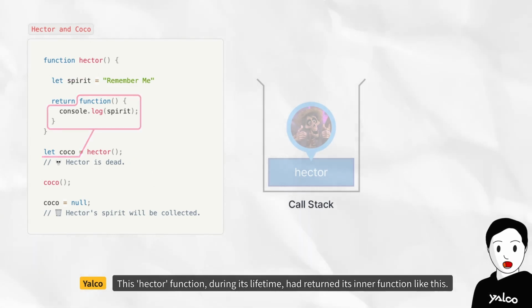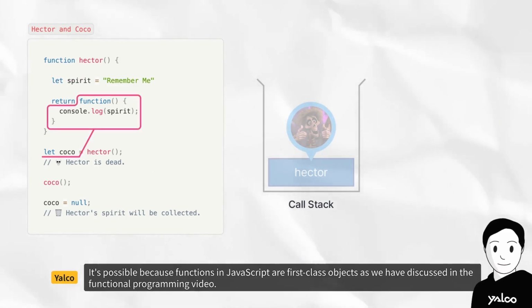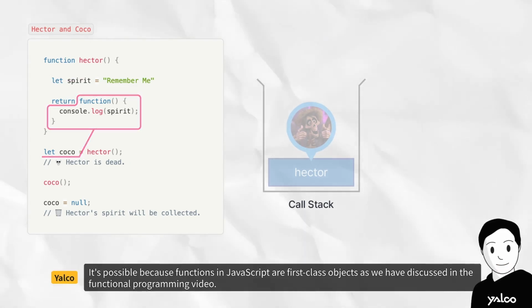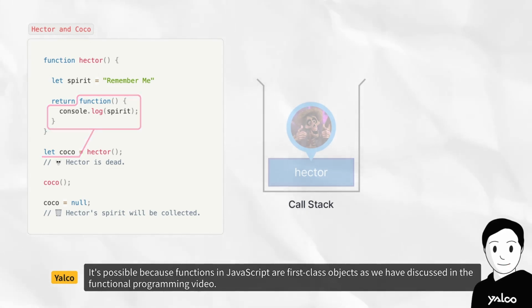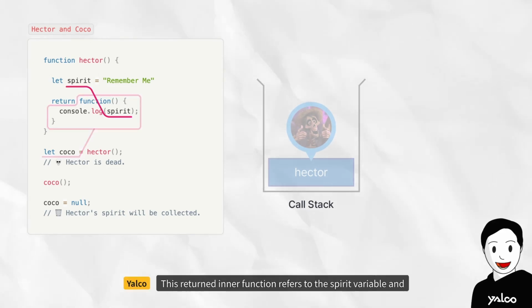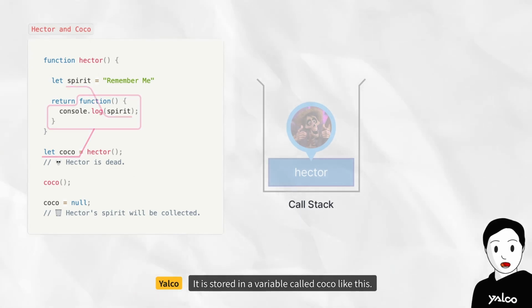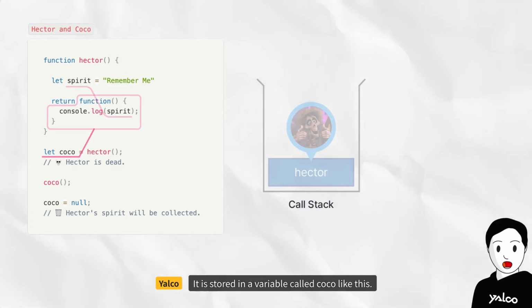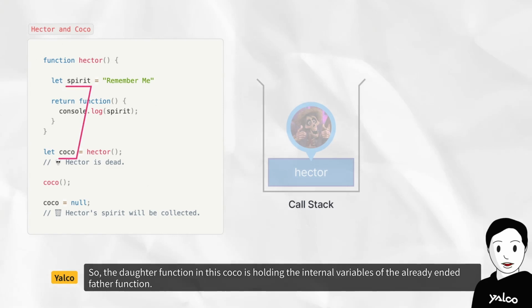This Hector function, during its lifetime, had returned its inner function like this. It's possible because functions in JavaScript are first-class objects, as we have discussed in the functional programming video. This returned inner function refers to the spirit variable, and it is stored in a variable called Coco like this. So, the daughter function in this Coco is holding the internal variables of the already ended father function.